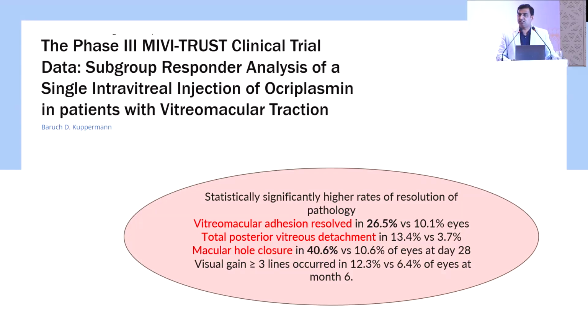And usually we don't inject on Fridays because Saturday and Sunday you'll be off, and the patient complains of abnormal loss of vision, with distortion and shaky vision. The phase 3 MIVI-TRUST trial was the one which first approved ocriplasmin, but I don't want to discuss more about it because it's obsolete due to retinal toxicity and also not available in India.